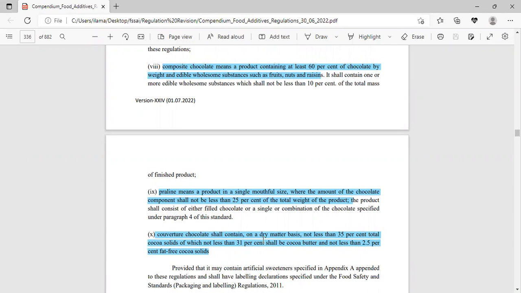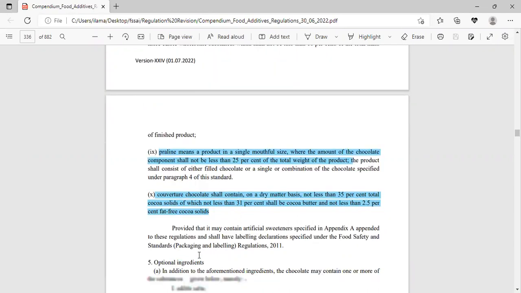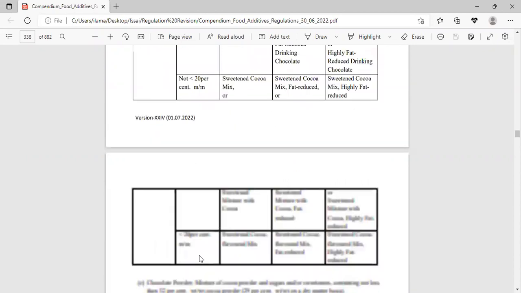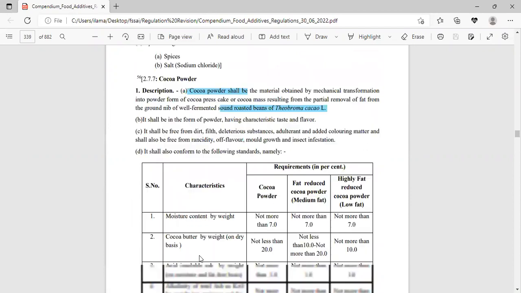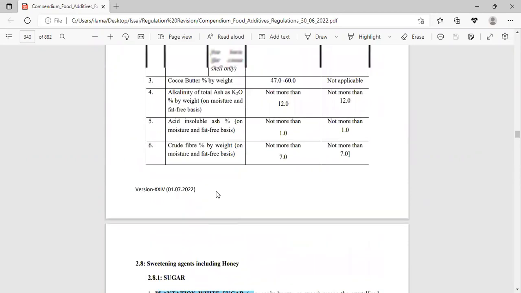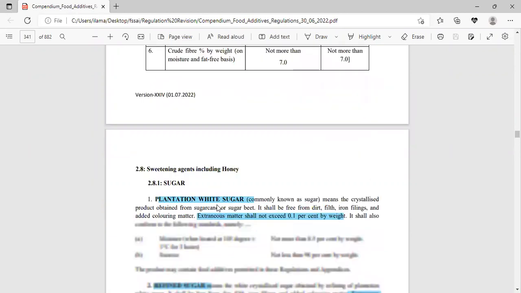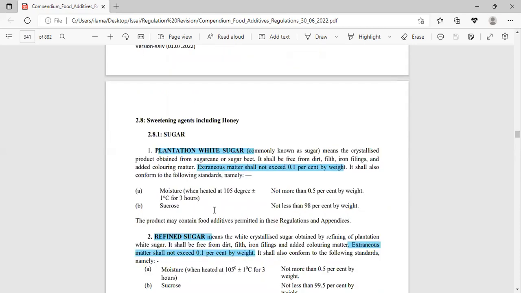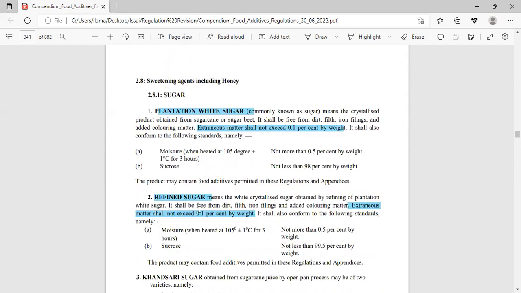Here, cocoa butter and fat-free cocoa solids are used. Let's go through what are the parameters for cocoa. And then here sugar, the extraneous value is not more than 0.1% by weight. And then refined sugar also the value is not more than 0.1% by weight.